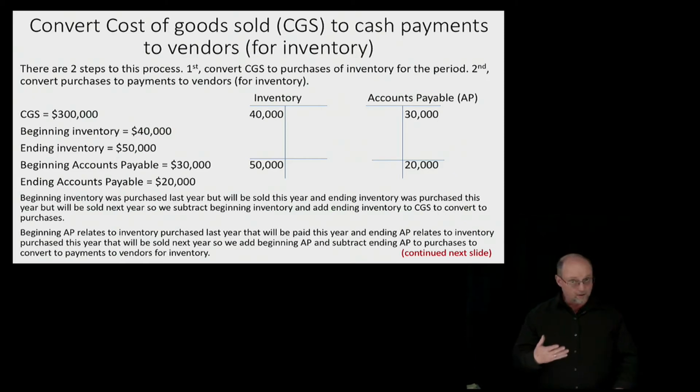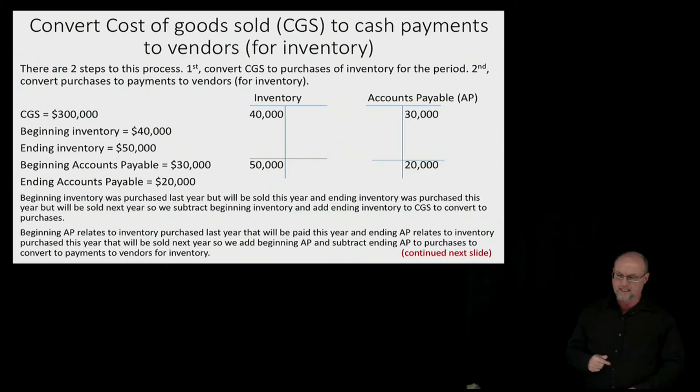Now, the other way you can do it is look at the difference between beginning and ending balance. If the balance increased, it's because we debited inventory, which means a purchase, crediting accounts payable. We would add the increase to get to purchases, and if it decreased, we would subtract the decrease from beginning to end of the year.